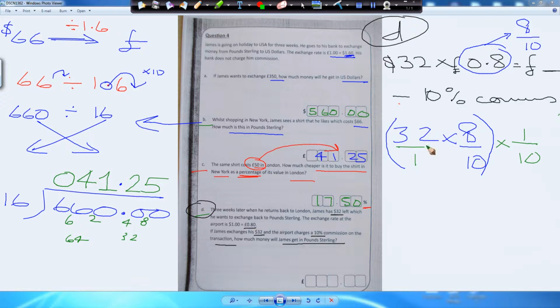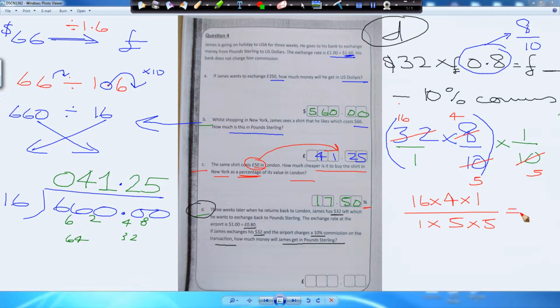Let's do some cancelling. Okay, let's change color. What can we do here, folks? 8 divided by 2 will give us 4. 10 divided by 2 will give us 5. 32 divided by 2 will give us 16, and 10 divided by 2 will give us 5, so we're cancelling diagonally. Can you cancel any more? No. So top will be 16 times by 4 times by 1. The bottom will be 1 times by 5 times by 5.